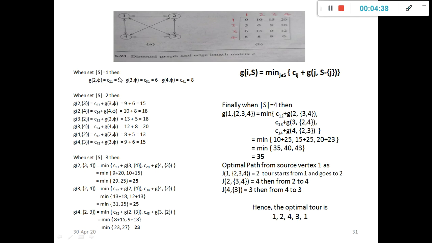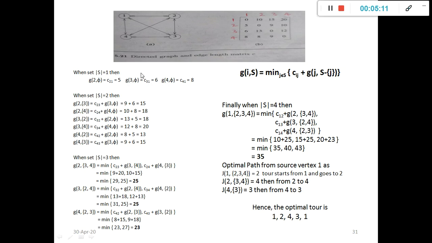Similarly, assume the traveling salesperson visits the last vertex as 3. Again, from the last vertex 3, he does not visit any next vertex and returns back to the source vertex 1. So the cost from the last vertex 3 to 1 is equal to 6 from this cost matrix. Here, from 3 to 1 it is 6.